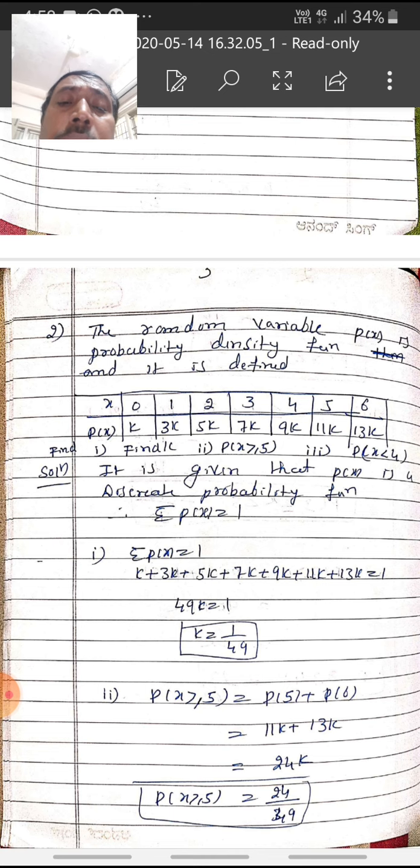Okay, now the same problem. I'm telling you, once the problem is in table form, you can easily identify that this is called a discrete probability distribution problem. Therefore, using the condition that the summation of P of x should be equal to 1, I'm adding all of k, 3k, 5k, 7k, 9k, 11k, 13k. That value is totally 49k. Therefore k is equal to 1 by 49.